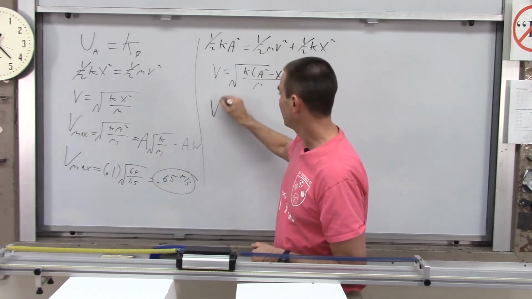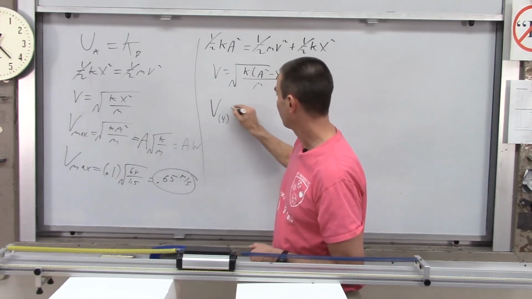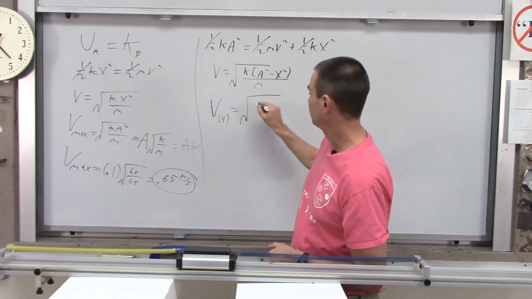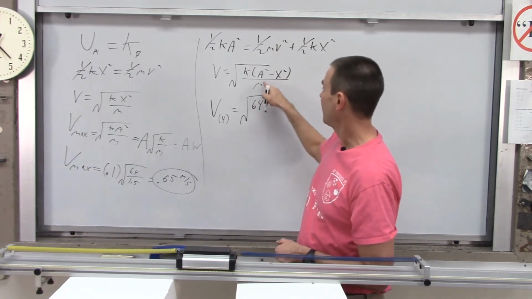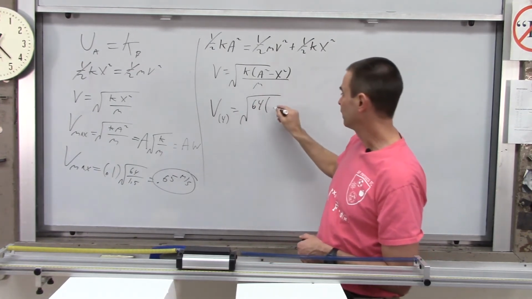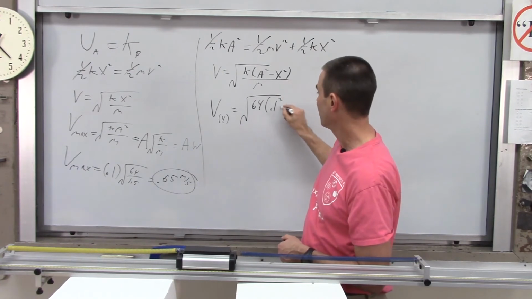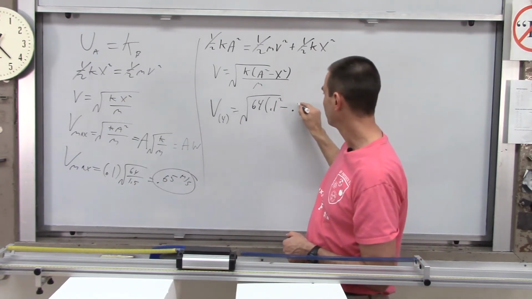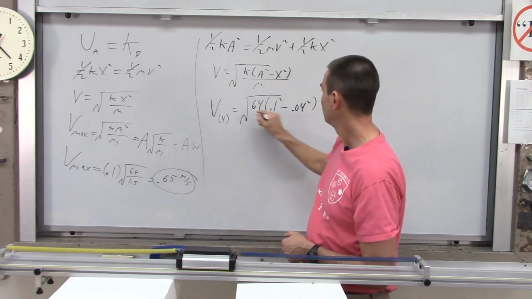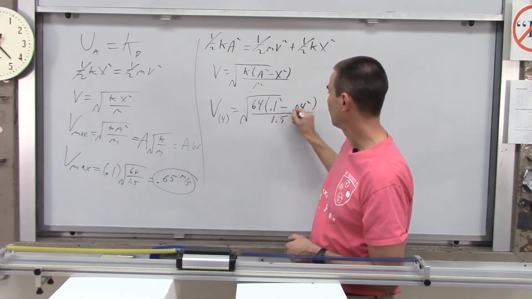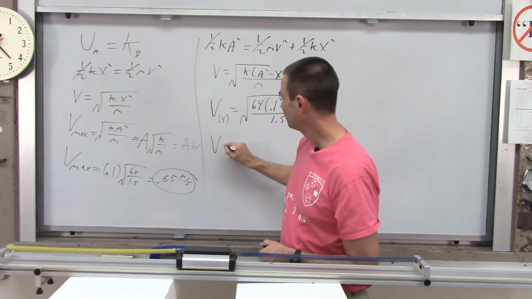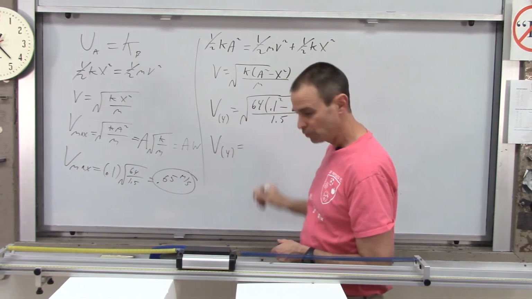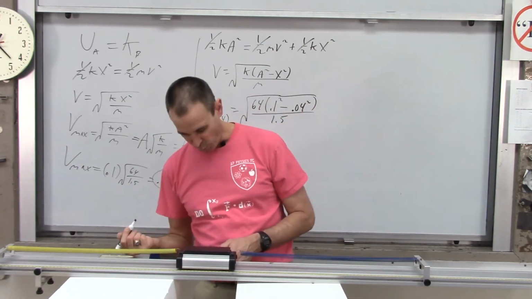All right, so in this case, the v at the 4 centimeter mark is root k, which we got a 64 for. A is 10 centimeters, otherwise known as 0.1 meter, got to square that, minus x, which is 4 centimeters, which is 0.04 meters, so 0.04 squared, all over the mass of your system, which is 1.5. And I get the velocity at the 4 centimeter mark to be, I got 0.60.